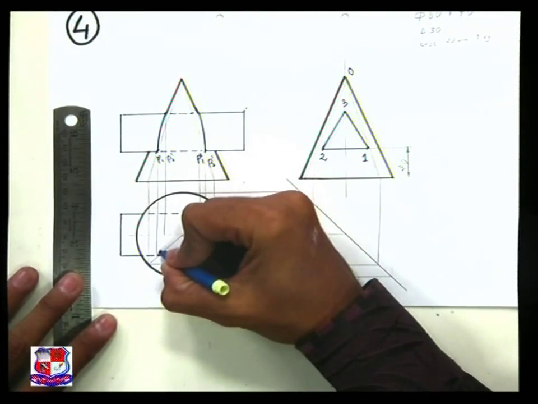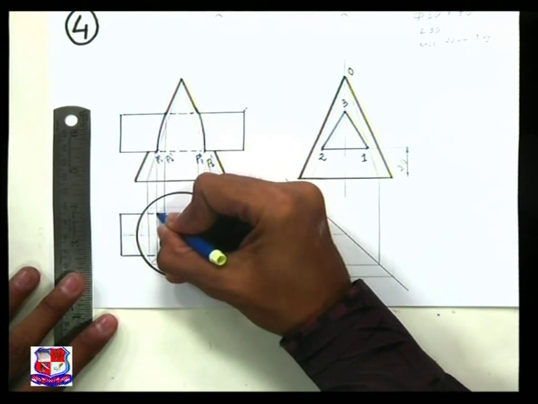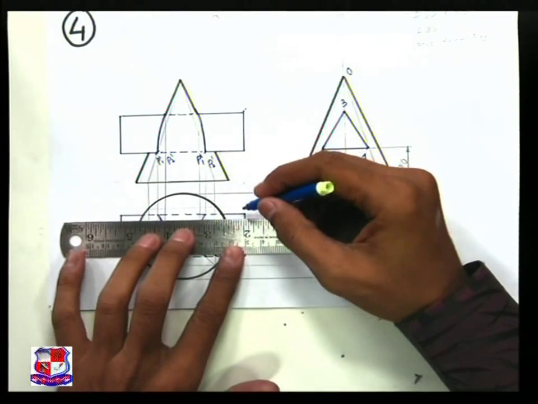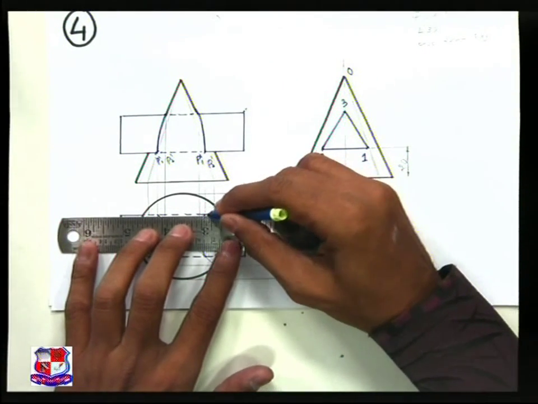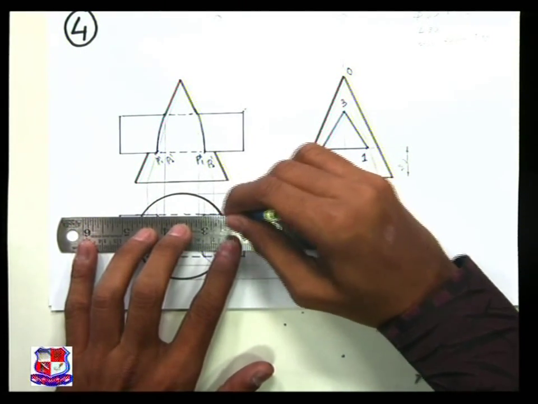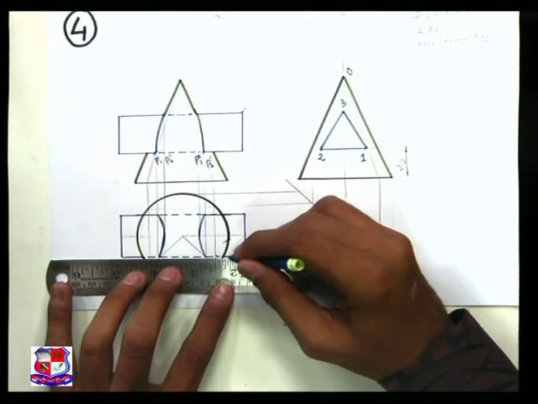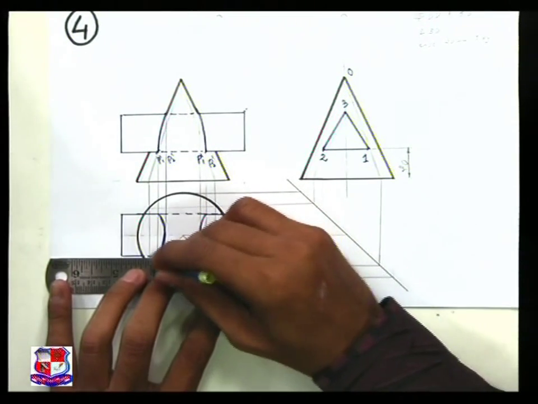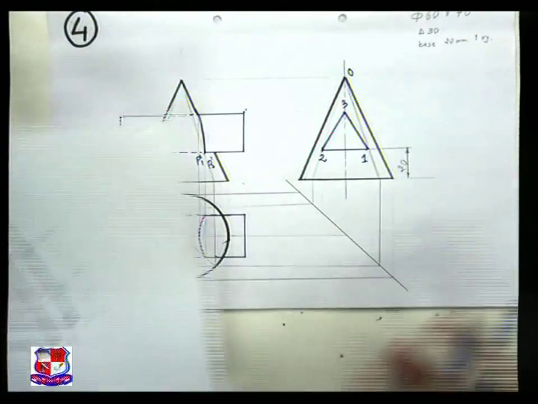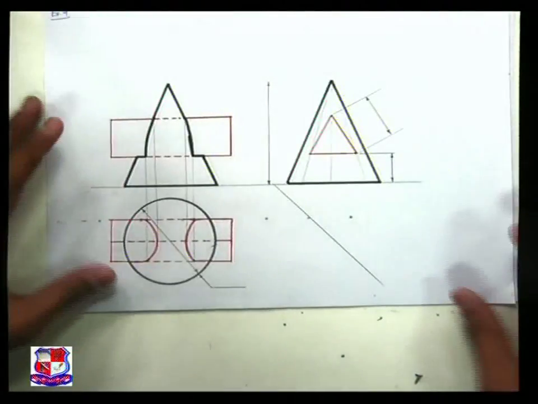and join these points with a smooth curve, which would appear like this. A curvature shape would be there, as it is a cone like this, and up to this curvature shape it would be visible, so join with the full line. After that it would be invisible, so it is to be represented by the dotted line. So this is the curve of intersection in top view. This is the drawn problem.